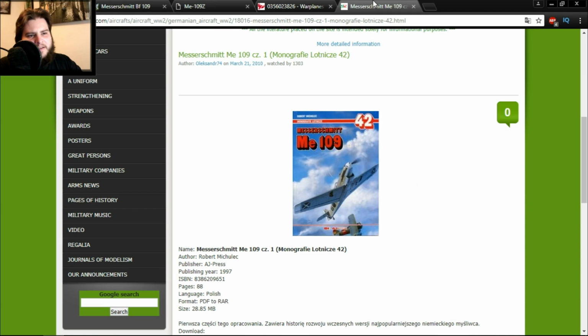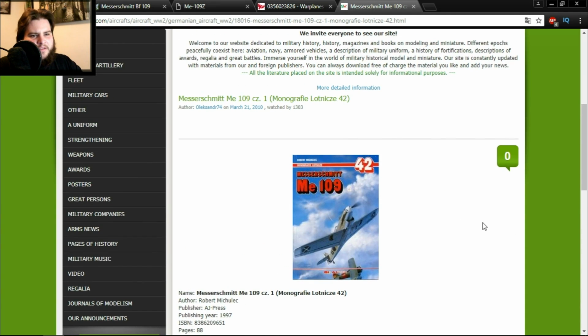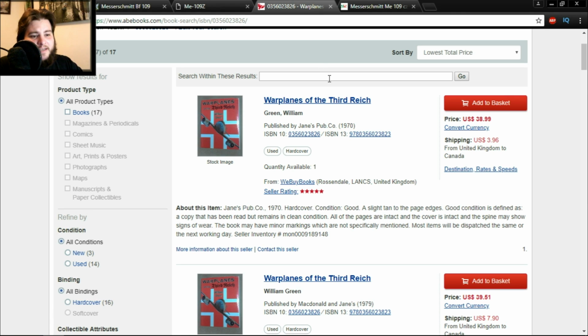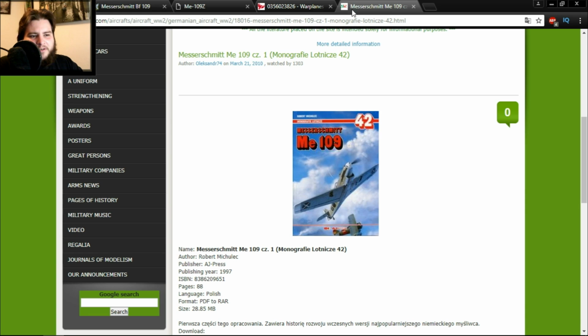The other book is this one, which is the Messerschmitt ME109, and it's by Robert Michulek, and it was published in 1997. This one is published in 1970, so it's a little bit earlier than this one, and we'll just have to have a look and see. If the other one confirms anything, then I'll probably pick this one up, but to me this one looks a lot more informal, so I'm basically banking on William Green to come through for me for some information.